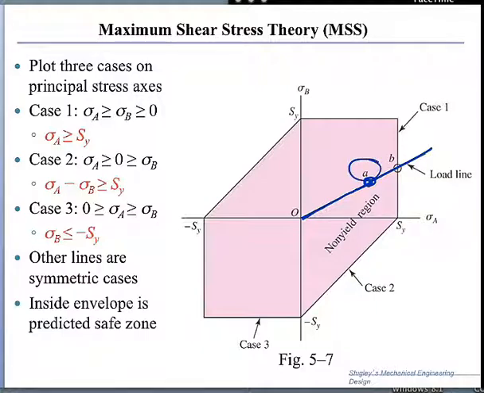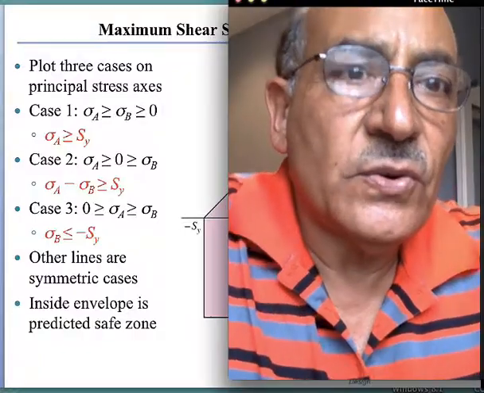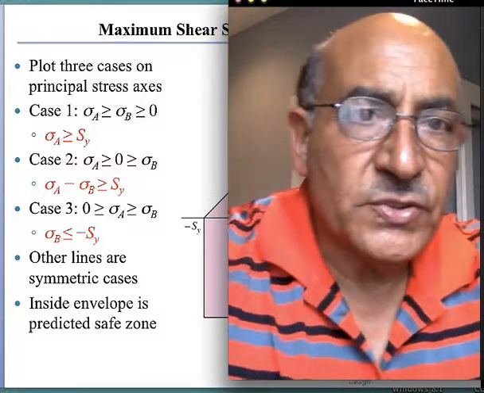For example, point A could be a combination of sigma A and sigma B right here, and we can consider increasing both of them proportional to each other and find out what is the maximum value of sigma A and sigma B that is possible before failure. So that's kind of what we will do in considering applications or examples in the future.